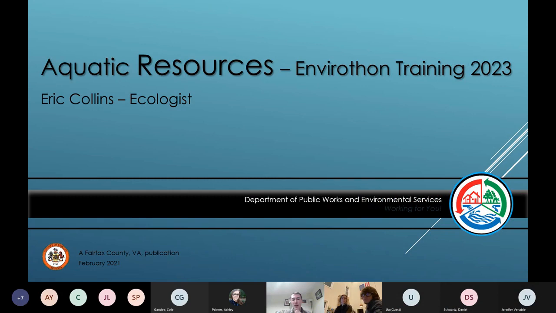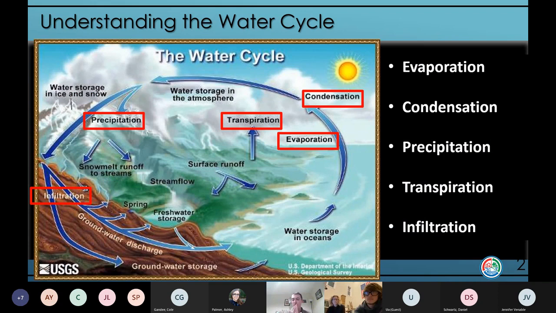And with that, I'll get into aquatic resources. So again, I'm a freshwater ecologist. I look at all the bugs and fish and things in the streams. I go around through the county, looking at all the streams and things like that, making sure they're in good health. And so the starting point for all of our streams is understanding the water cycle.